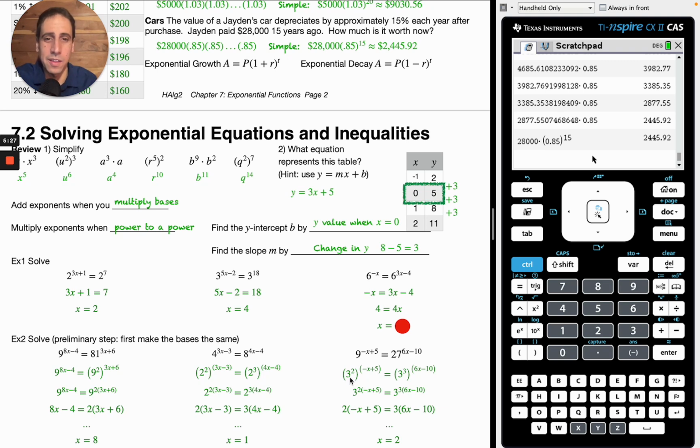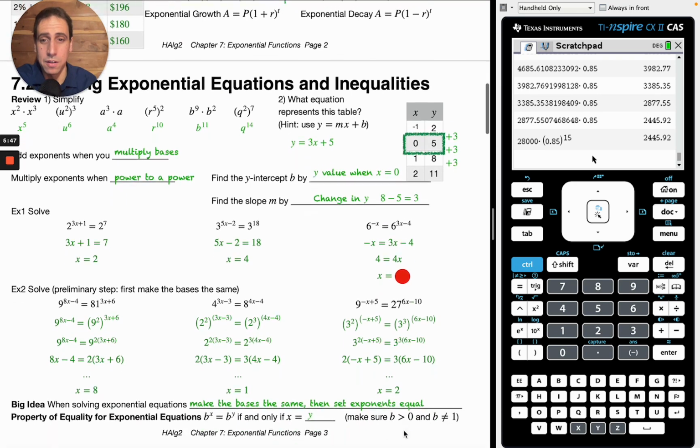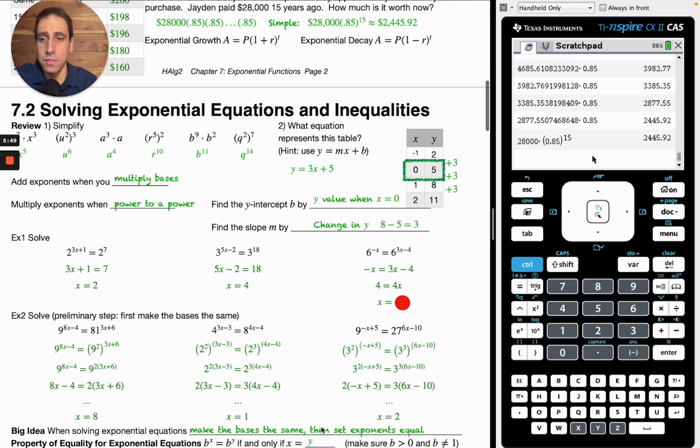So we can say that the common base on both sides of the equation is going to be 3. 3 raised to the second power, again raised to the negative x plus 5, you're going to multiply these here. So therefore you get this, and when you set exponents equal to each other, you get this, and when you do all your algebra 1, you get this. Big idea: when solving exponential equations, make the bases the same, and then set exponents equal to each other.